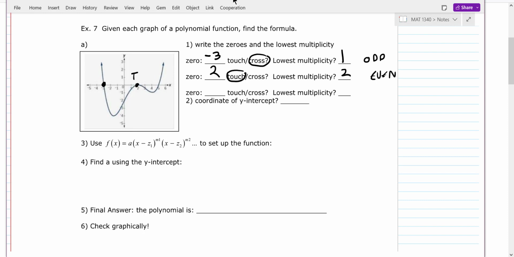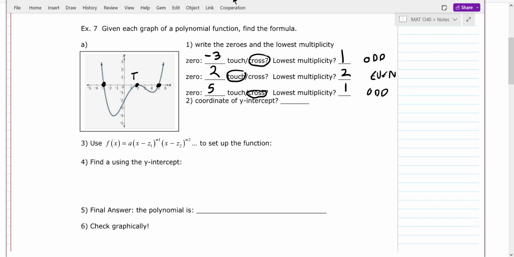Okay. Now we go to the next one, which is 5. It crosses the x-axis. So that means you're going to have an odd multiplicity. The lowest value possible is 1. That's all we care about, the lowest possible value.